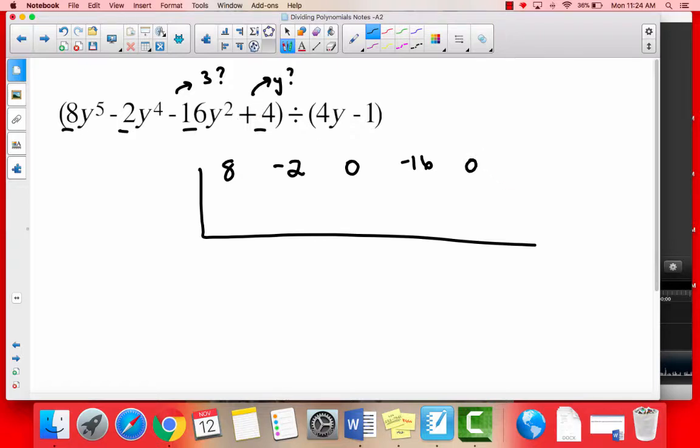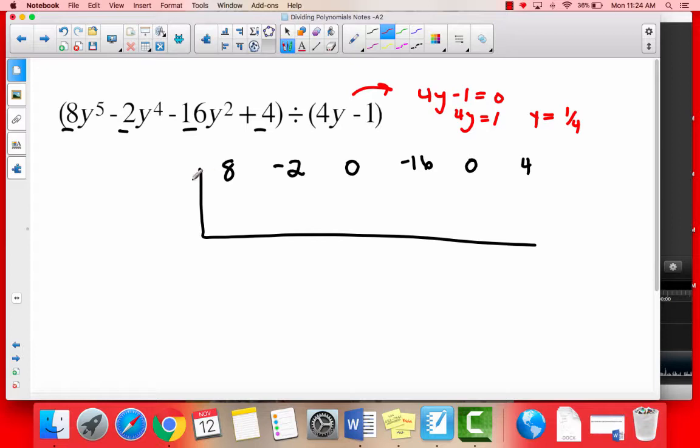Then I can have the -16, and then there is no y, so I'm going to put a 0 again, and then I'm going to put the constant at the end. So it's very important to make sure you start at the highest and then work your way down every single one and put zeros in the places where they're missing. Okay? And then I'm going to solve by setting that equal to 0 and solving. So I'm going to add 1 over and get 4y equals 1, and then divide by 4 and we get y is 1/4. So I'm going to put 1/4 out here.